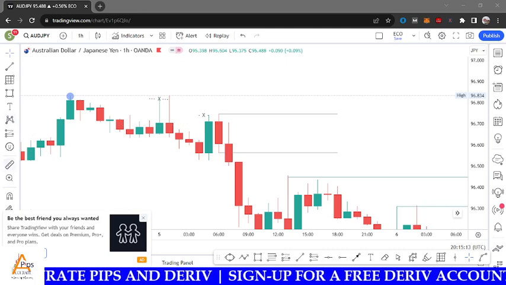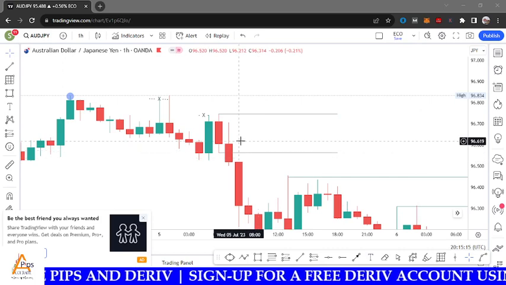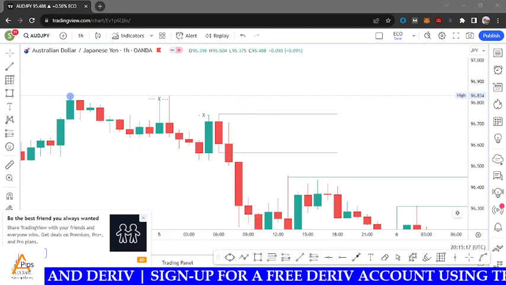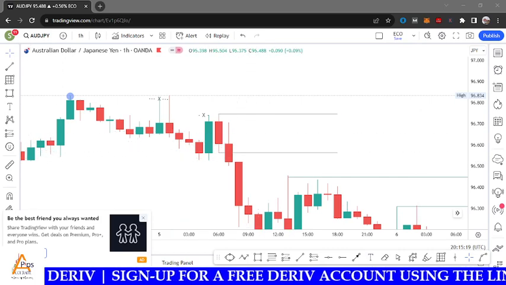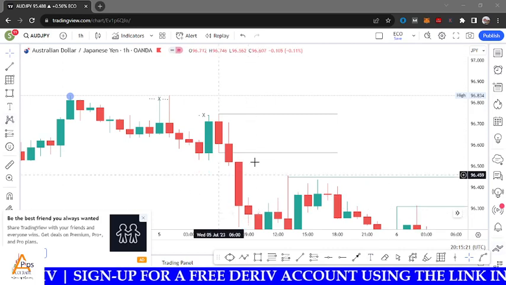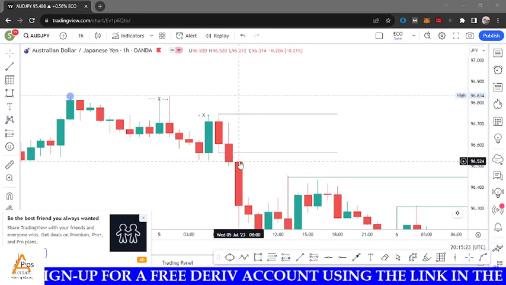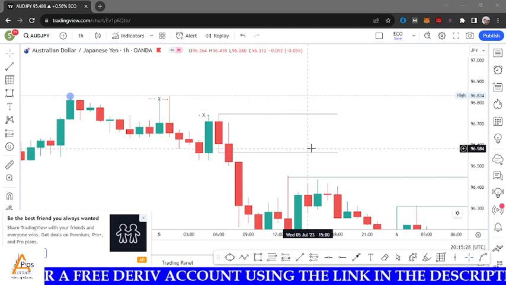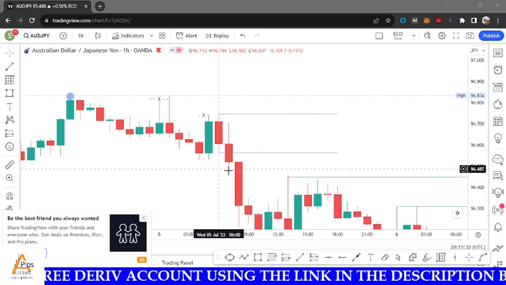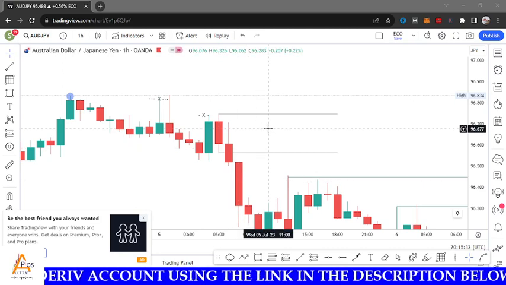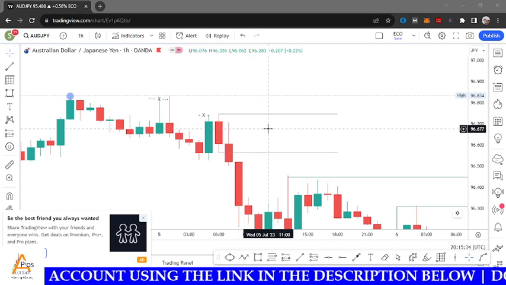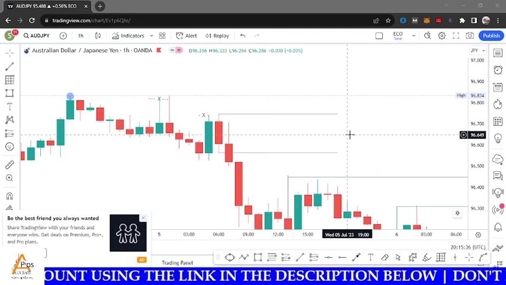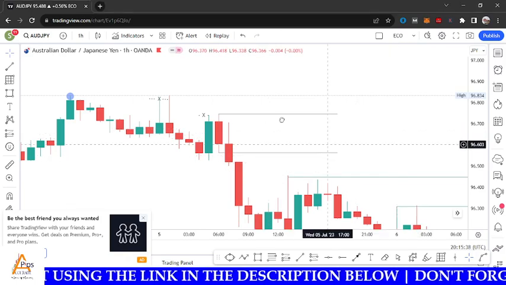You're welcome. All right, so over here, the imbalance that we have between this and this validates this order block. So the next time price returns into the order block, then we can make an entry. Okay.